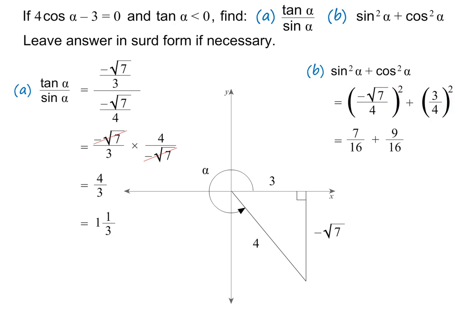After squaring both fractions, we get two fractions with the same denominator that we need to add. This means we can simply add the numerators. The final answer to part B is therefore 1. This completes the question. Please pause the lesson if you need more time here.